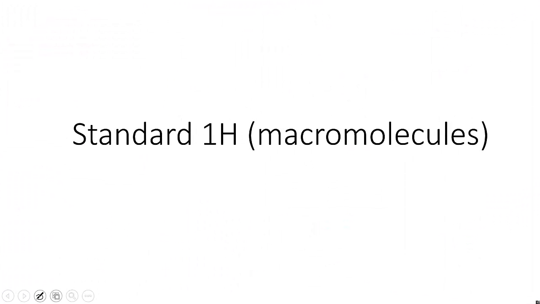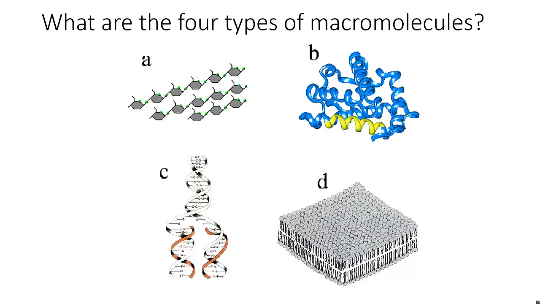Macromolecules. So, what are the four types of macromolecules? Well, there are carbohydrates, there are proteins, there are nucleic acids, and there are lipids. And remember, these are macromolecules. They are big molecules that make up who we are. The macromolecules are the four basic building blocks of life. Okay?